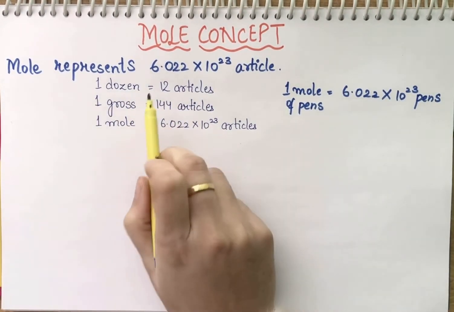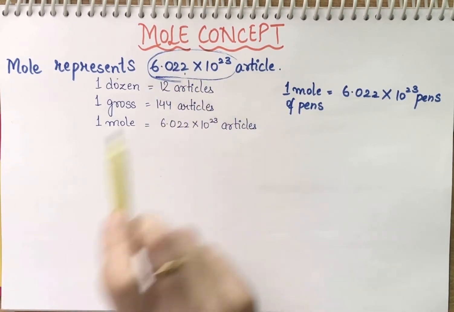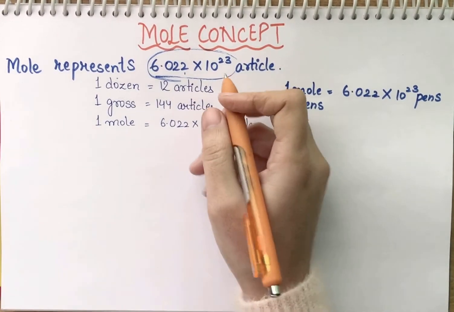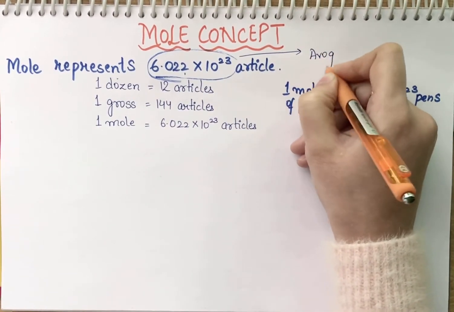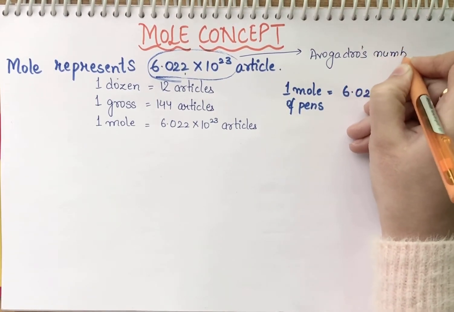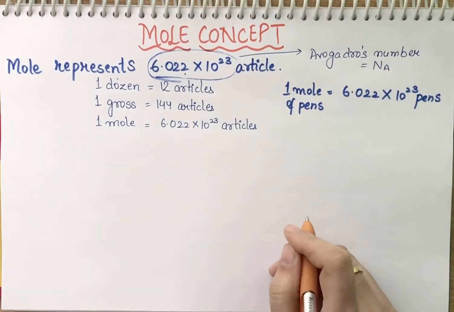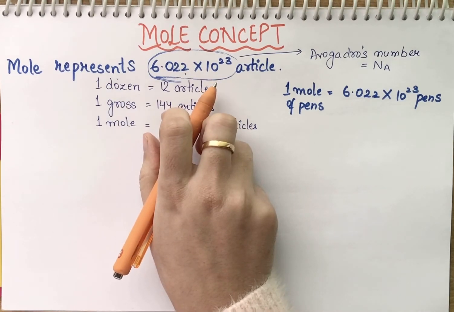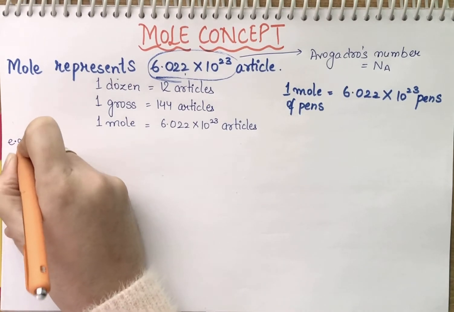So what can we say? A mole is just a number whose value is 6.022 into 10 raised to power 23, okay. And this number is also known as Avogadro's number, and represented as N subscript A, right? To understand this mole, let's talk from the basic. So to understand this, we'll take a reference.